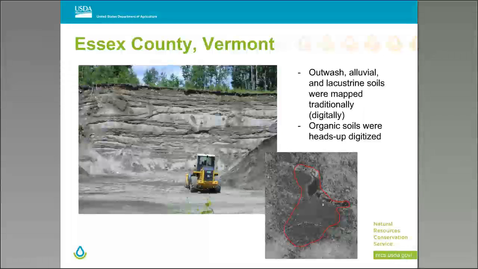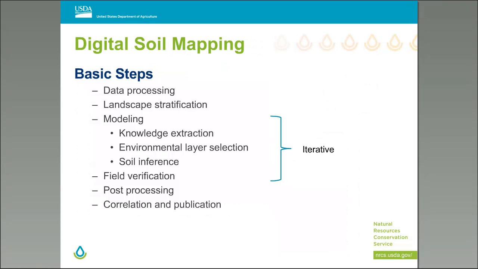And there's also other parent materials. In Essex, the outwash, alluvial, and the cushion soils were done digitally, though not traditionally, and organic soils were heads-up digitized. So as we've moved forward from this project, we're doing things a little differently, but again, this is the Essex story, so just so you know, some of the county was mapped traditionally.